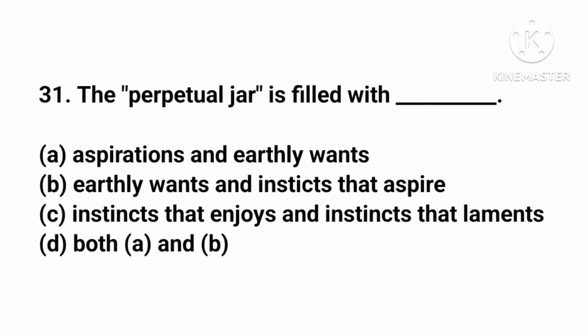It is a countdown. Number 31. The perpetual jar is filled with dash. Option A, aspirations and earthly wants. Option B, earthly wants and instincts that aspire. Option C, instincts that enjoys and the instincts that laments. Or option D, both A and B. Oh yes, it is option D, both A and B.